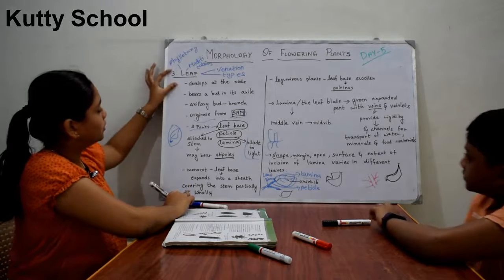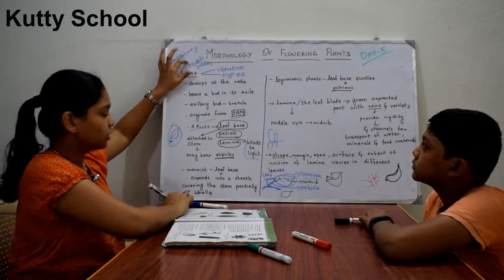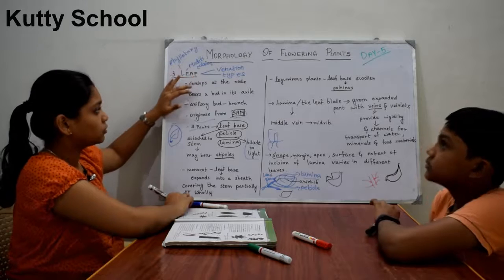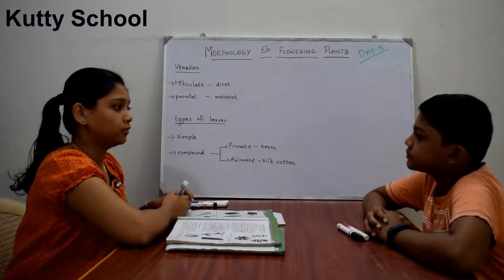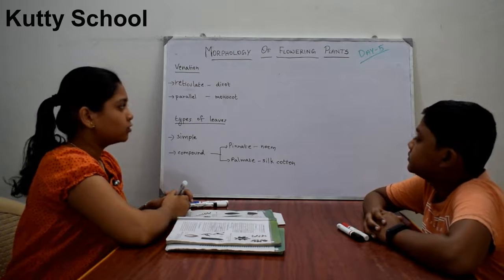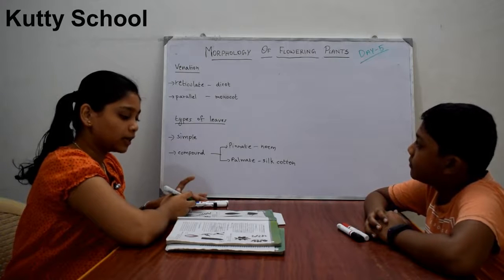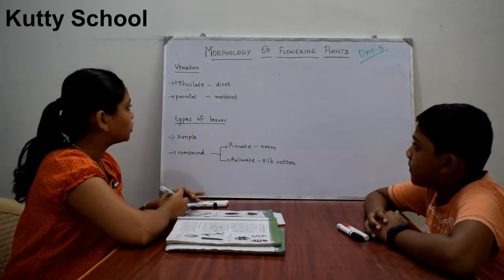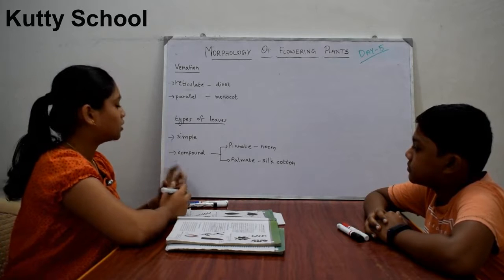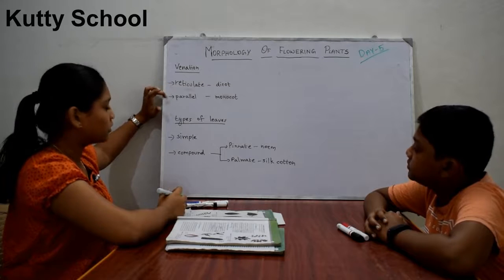So in leaves, there are 4 subtopics: phyllotaxy, modifications of leaves, venation, and types of leaves. Now we will study one by one. Last session we discussed leaf. Now we are going to discuss the subtopics in leaf. Here we are going to see 2 subtopics: venation and types of leaves. In venation there are 2 types: the first one is reticulate venation and the second one is parallel venation.